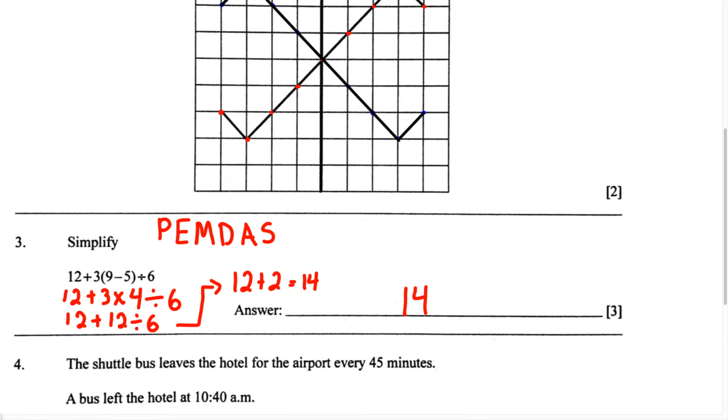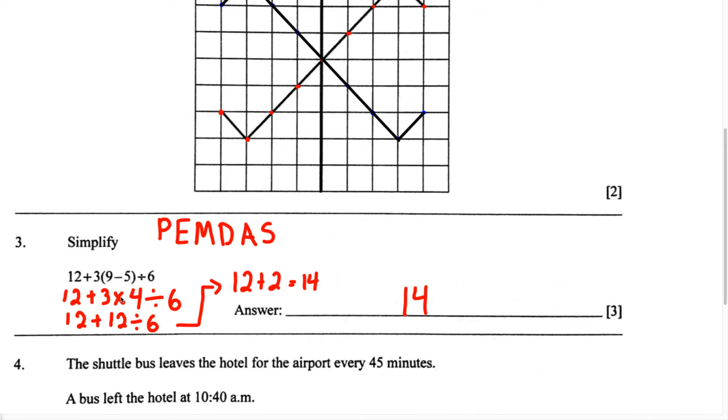Now, just to double check, you can just put this in your calculator. You can say 12 plus 3, open brackets, 9 minus 5, close brackets, divided by 6. When you press equal, you should get 14.